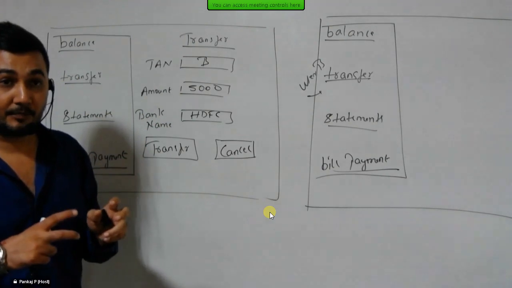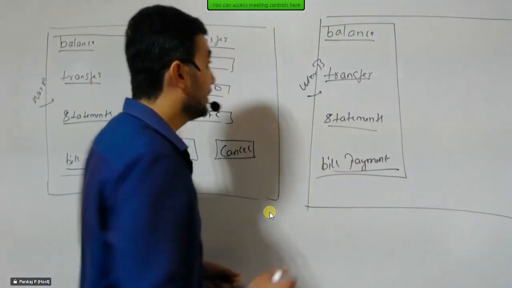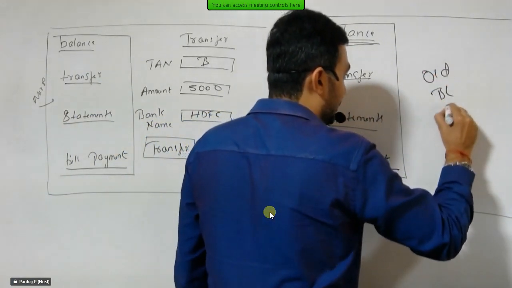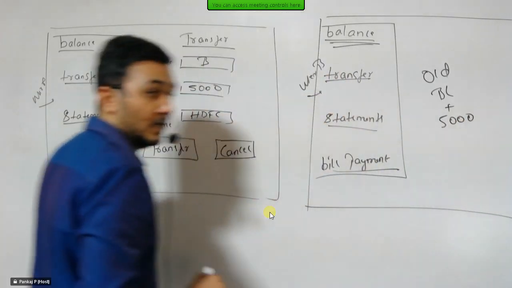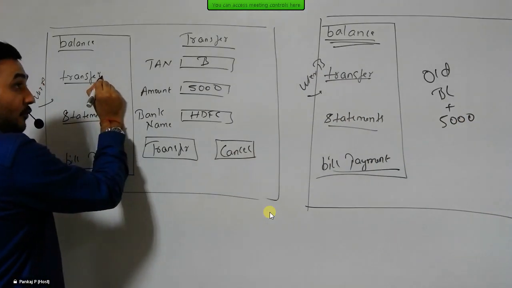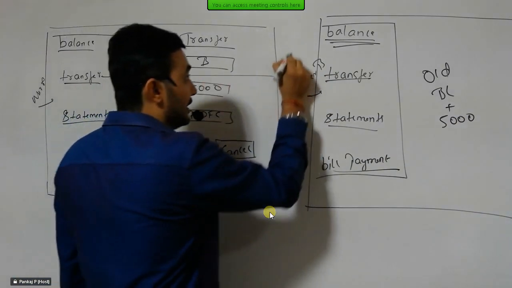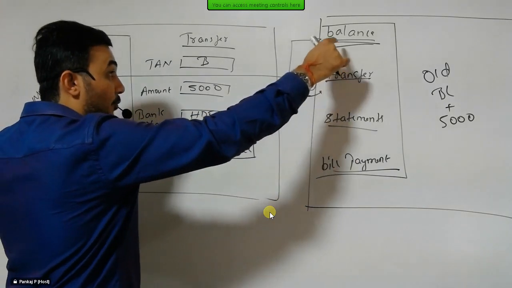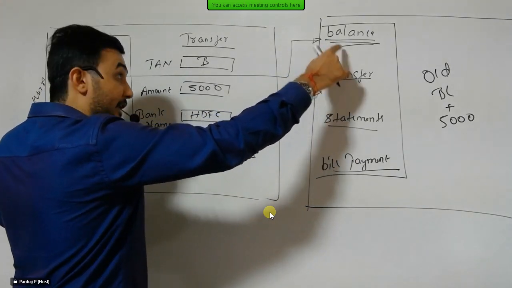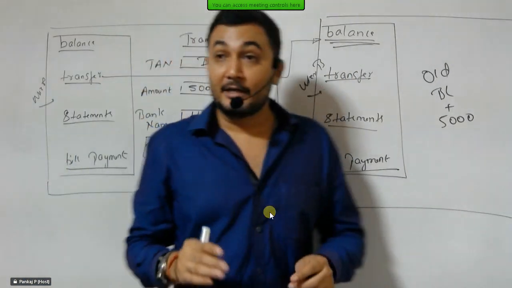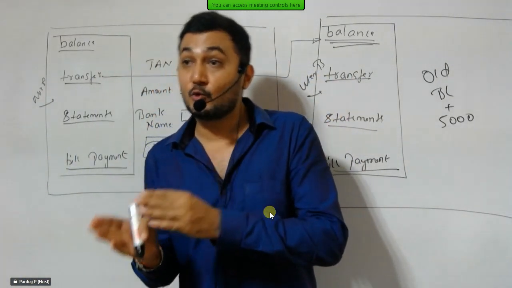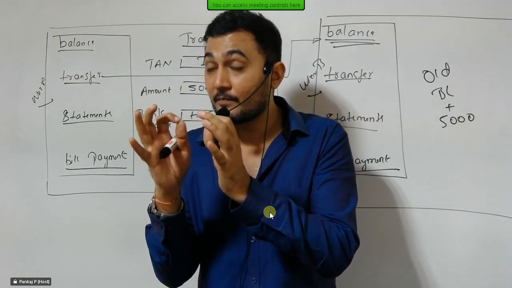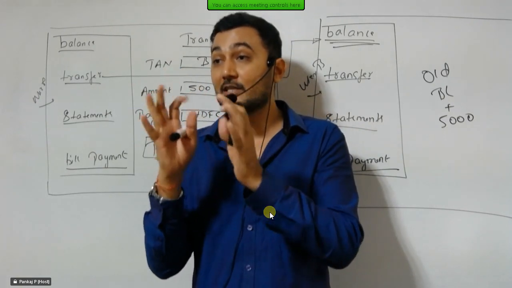Log out as user A. When you log in as user B, in the balance feature, I should get the old balance plus 5,000, which means I am checking whether the data flow between two features is happening or not. If the data flow is happening, they are well integrated. That is why I gave the definition: testing the data flow between two features. That is what is called integration testing.